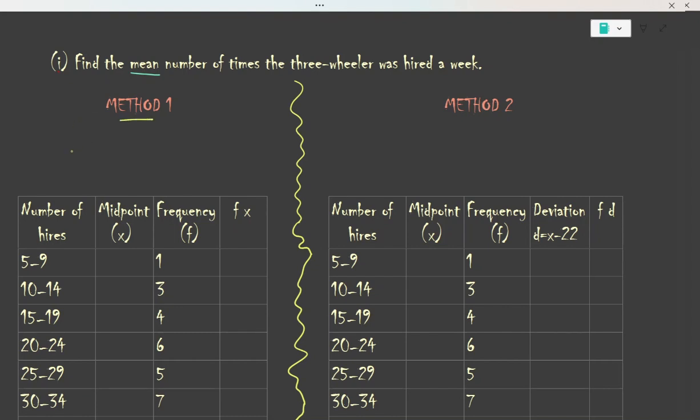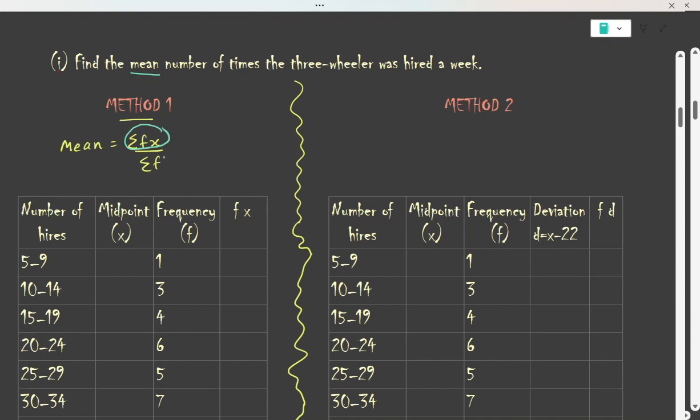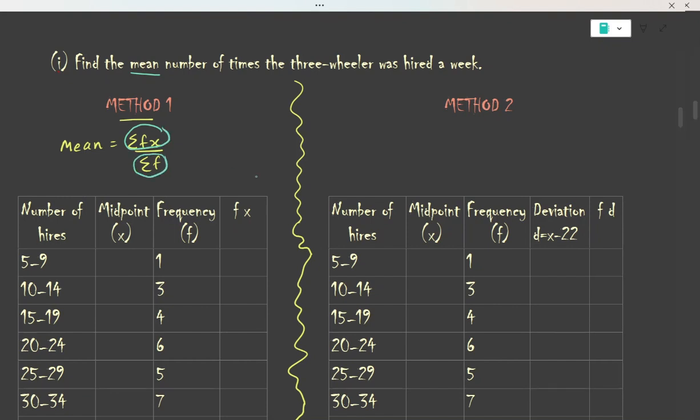by using the equation mean is equal to sigma fx over sigma f, we can find the mean. So for this, we have to determine sigma fx and sigma f. Sigma fx is the addition of the fx column. For that, we have to add an fx column to the table, and here x is the midpoint. Since this is a grouped frequency distribution and we have classes, it is very important to have a midpoint for that class.